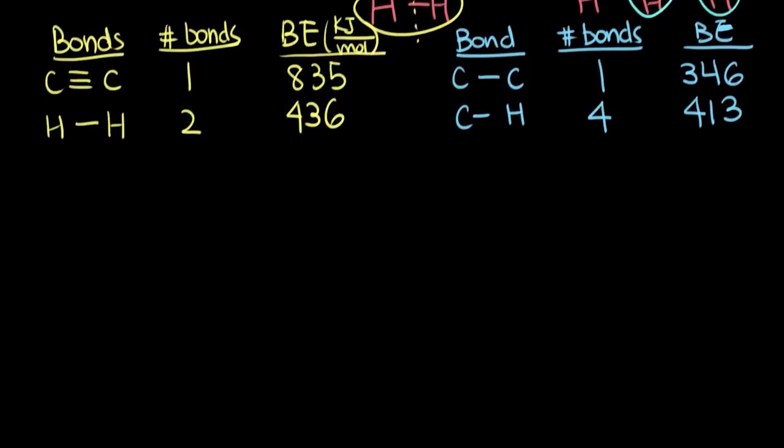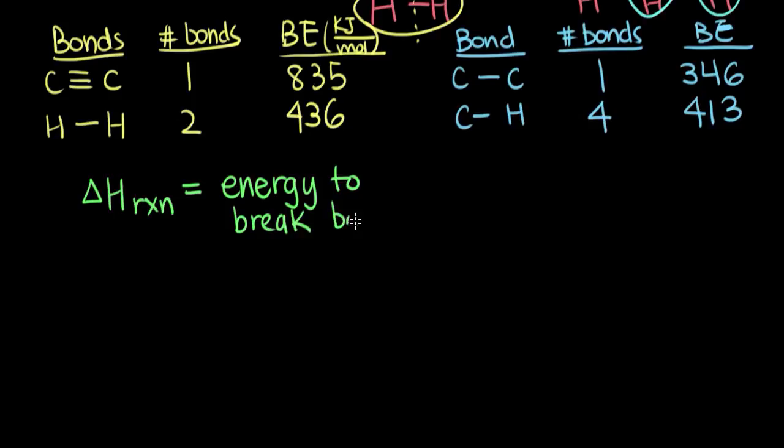So now we can take all of this information and put it together to calculate delta H of reaction. So delta H of reaction, if we're thinking about it in terms of bonds made and broken, it's the total energy change during a reaction. And so it's just the energy it takes to break all of our bonds in the reactants, so to break this carbon-carbon triple bond and the 2 hydrogen-hydrogen bonds, plus the energy it takes to make the new product bonds.